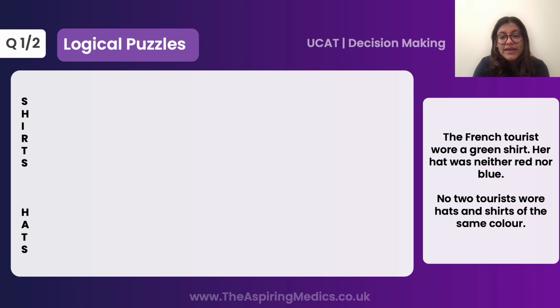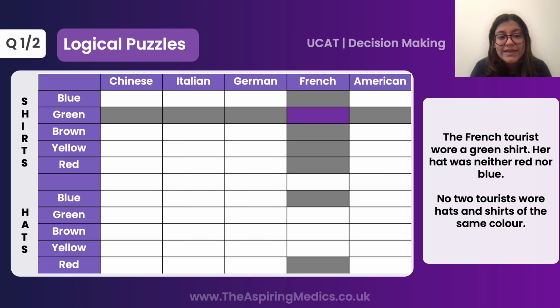So the next statement is the French tourist wore a green shirt and her hat was neither red nor blue. So let's fill that in the table. You can see that the French tourist here is wearing the green shirt. Wherever we've put grey, that means that that is not a possibility and purple is the possibility. So the French tourist is wearing a green shirt, so we've marked that as purple. And they've also said that her hat was neither red nor blue, so we've marked those as grey.